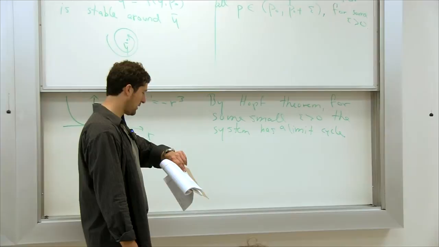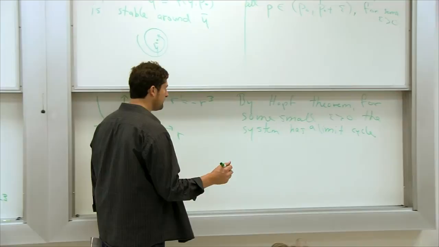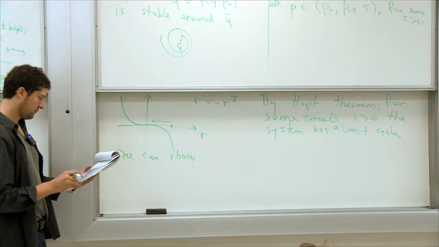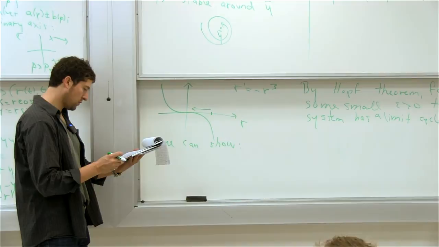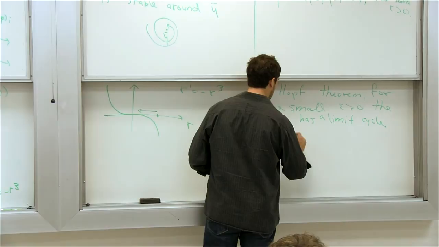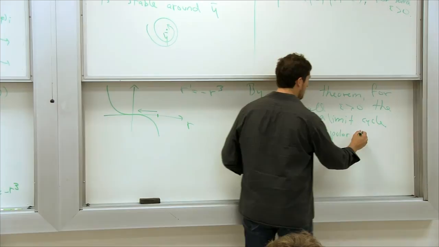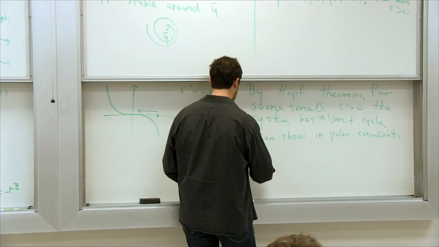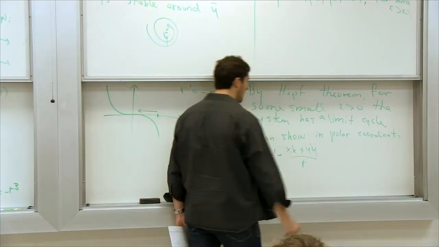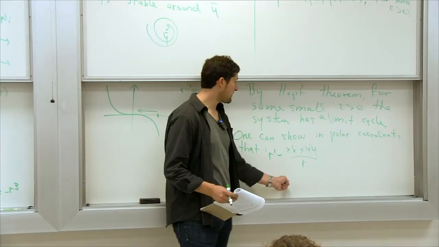Okay? And we're running out of time. So actually, I didn't show this, but one can show, we have a moment, we have 3 minutes, so maybe we can do this too. What we can show in polar coordinates is that r prime is equal to x prime x plus y prime y divided by r. This we actually derived, okay? And mind you, this doesn't just work for this system. This works in general.